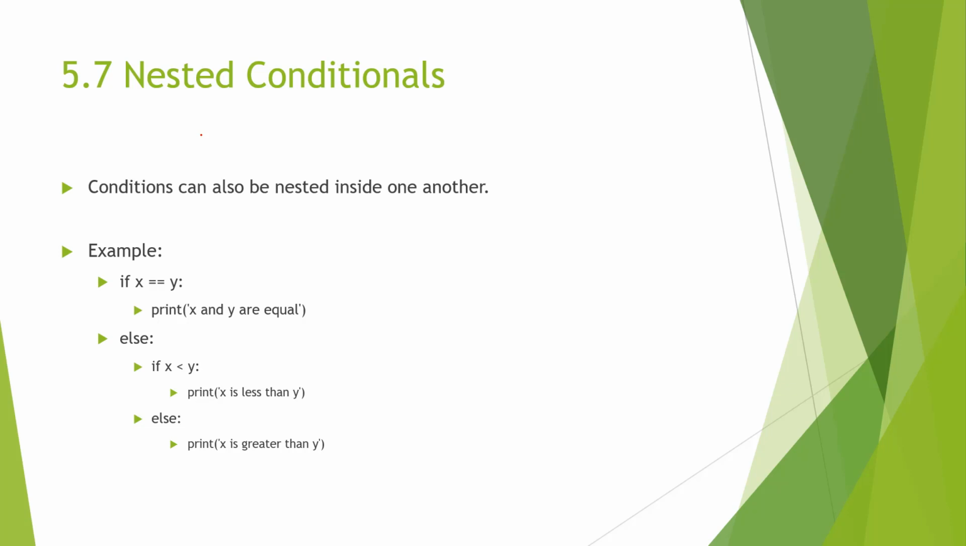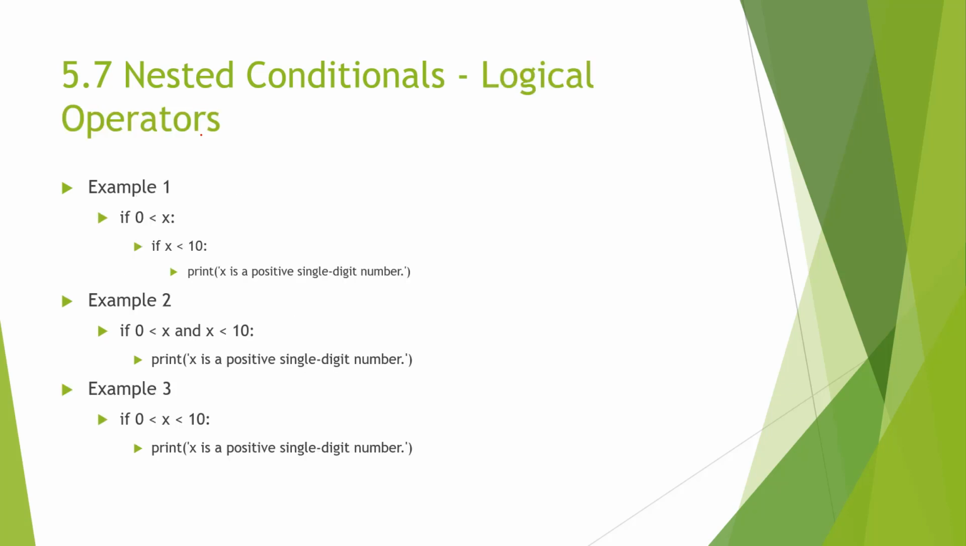However, sometimes it is necessary. Here we can see nested conditions using logical operators. If 0 is less than x, if x is less than 10, then we can print something. Well, that allows us to verify a single-digit number. Another example is if 0 is less than x and x is less than 10, print, again, single-digit number.